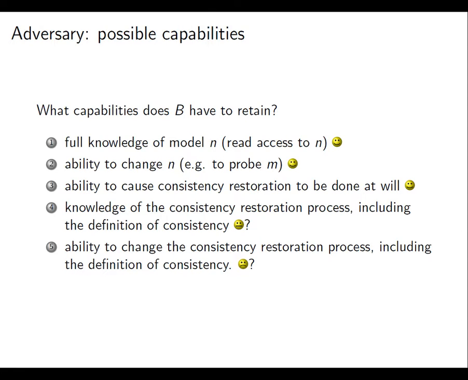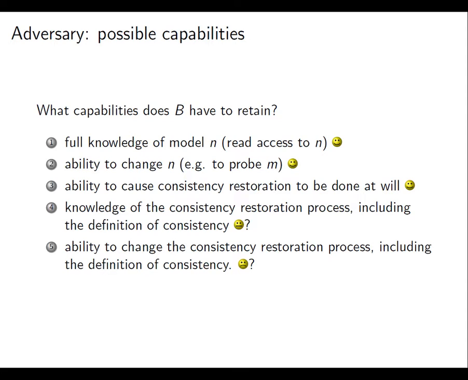It's probably also unreasonable to forbid B to have either of the next two capabilities. We expect B to be able to change model N, their own model, and we expect them to be able to cause consistency restoration to be done at will. We expect them to be able to invoke the bidirectional transformation. But as soon as they've got both of those two capabilities, they have the capability to change N, not in order to actually change their requirements or their software development, but in order to probe M. And that's going to raise some quite interesting technical issues.